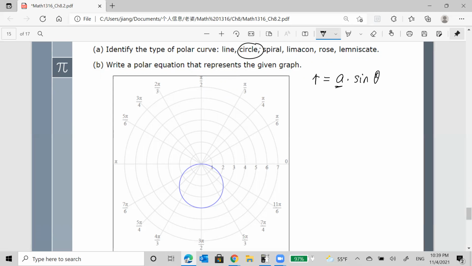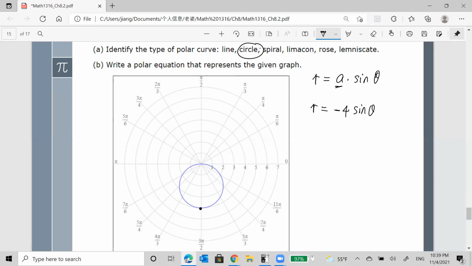How do you decide the a? A is here. This point is a. The distance from here to here is a. So let's count 1, 2, 3, 4. A equals 4. So r equals 4 sine theta. Is it positive or negative? Because it is at the bottom of the graph, that means a is negative 4. If it is on the top half of the graph, it is positive, but here it is in the bottom, so it's negative. So r equals negative 4 sine theta.